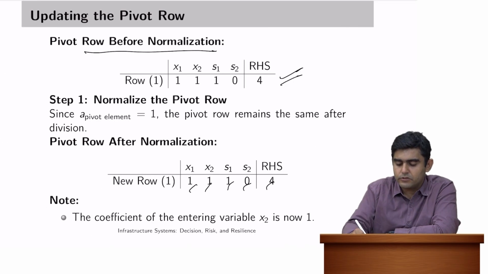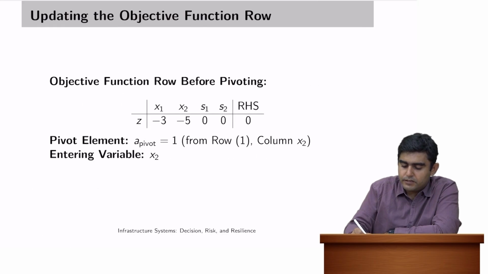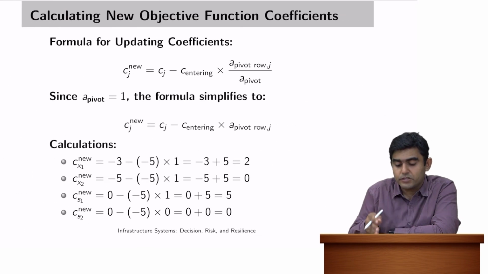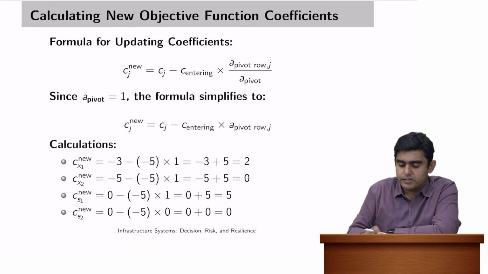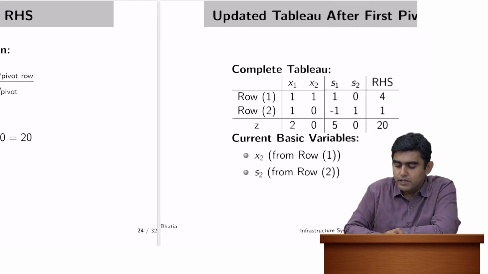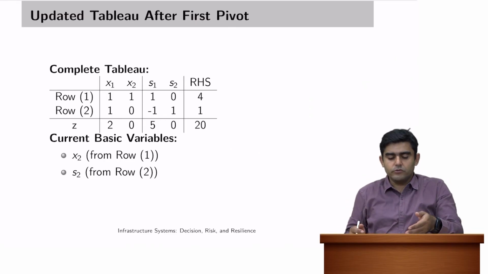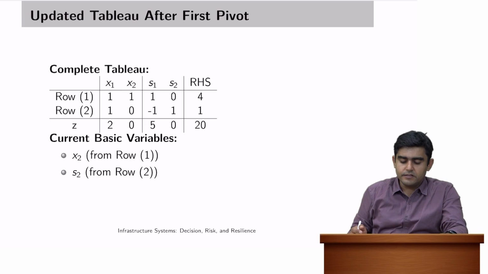So this was our first row after normalization. Same for the second row, this is after updation. And this was our objective function before pivoting. So we applied the same operations on the objective function itself to get our updated values as 20, 50 and 20. So our complete updated tableau, what we wrote by hand, also looks similar in these slides.